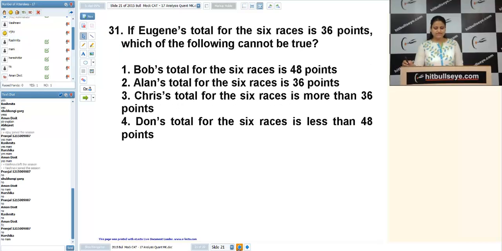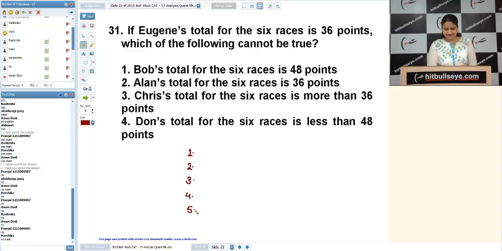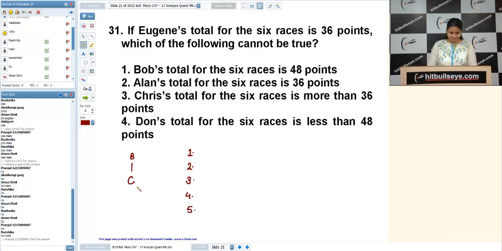31st: if E's total for the 6 races is 36 points, each of the following cannot be true. Okay, see, how many people are here? They are 5. So these are ranks: first, second, third, fourth and fifth. What were the directions? The very first direction is Bob always finishes ahead of Chris. Alan finishes either first or last. E finishes either first or last. There are no ties in any race. Every driver finishes each race. And there are some points assigned to every rank.